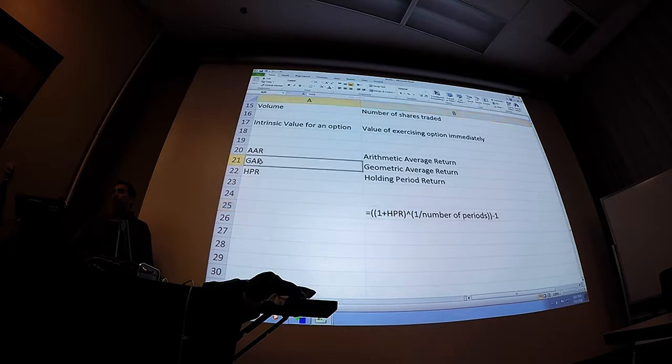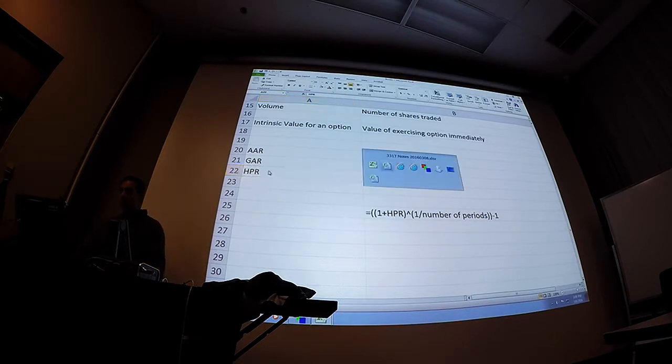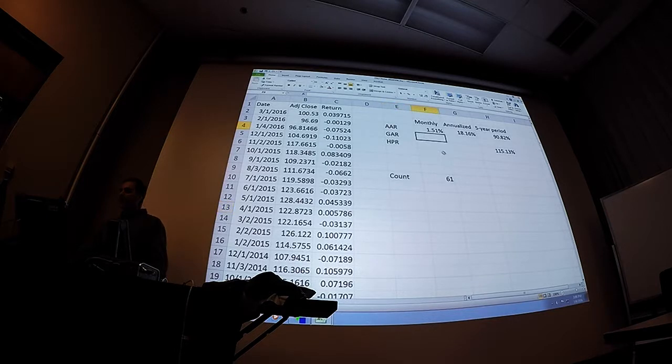And so the GAR is really the same thing as the HPR, just over a different time frame. If you took the HPR and expressed it per month or per year, it'd be a geometric average return, and you just change the number of periods. So to compute this, I take equals 1 plus my effective rate, and then the exponent is 1 over the number of periods. Since I did this count here, that's why it's easy to have. That's the total number of periods that I have, 61. And then minus 1, and I need another parenthesis in there.